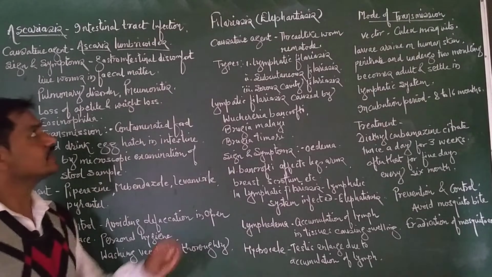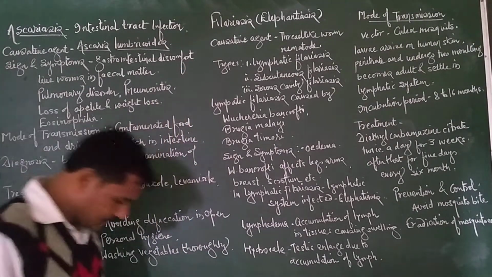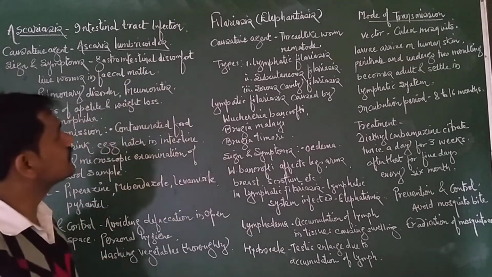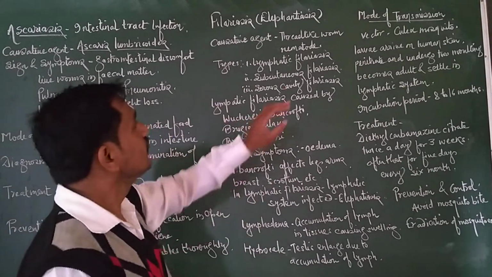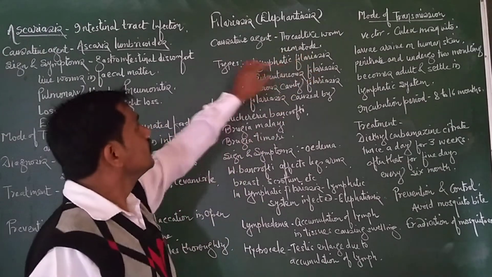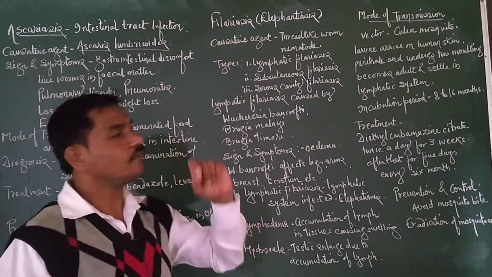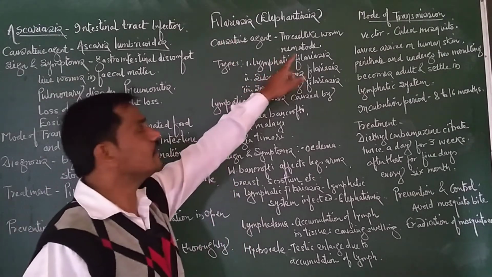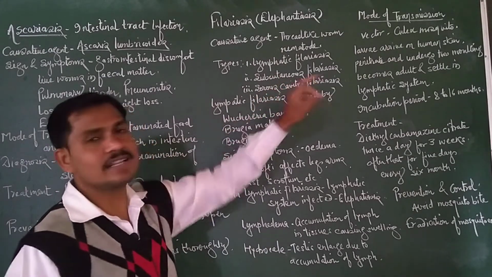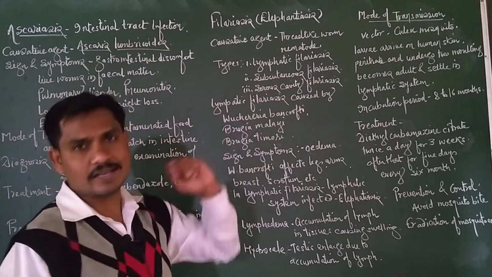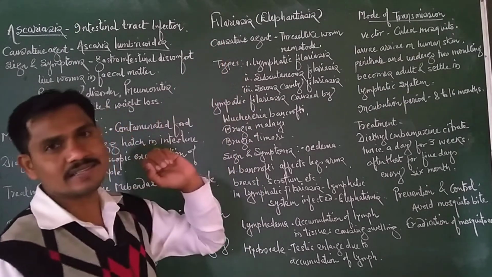The next disease is filariasis. It is also called elephantiasis. The causative organism of this disease is thread-like nematode worms. There are three types of filariasis on the basis of affected areas: lymphatic filariasis, subcutaneous filariasis and serous cavity filariasis, also called abdominal filariasis.